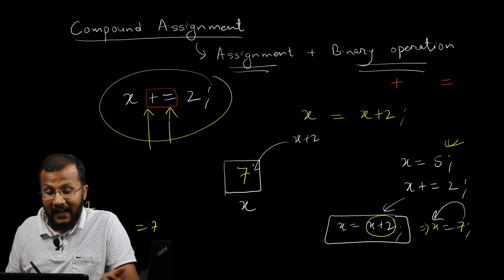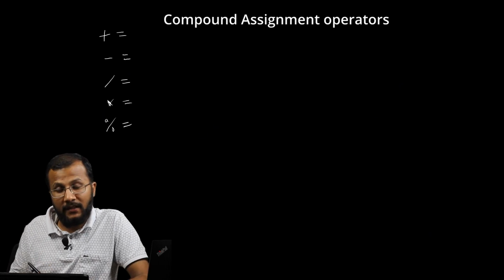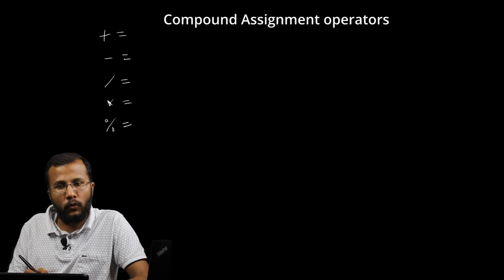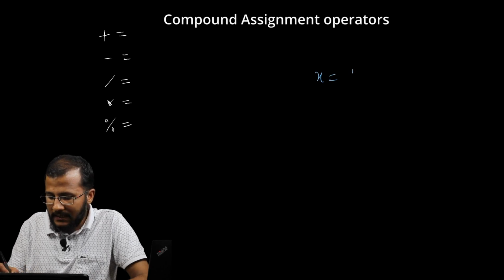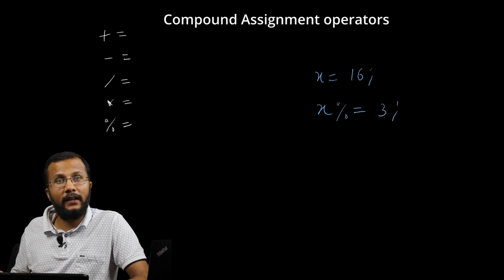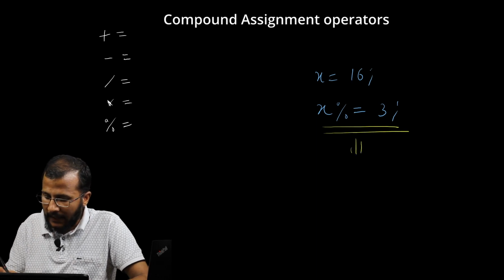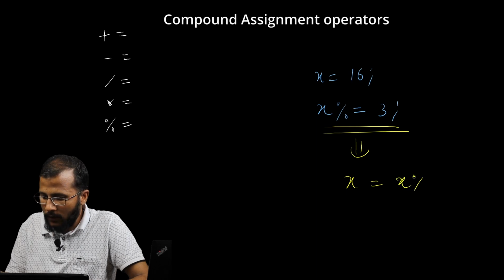Similarly, you have different kinds of compound assignment. Let's take some more examples. These are some of the compound assignment statements. These are with the arithmetic operators, that is plus, minus, division, multiplication and modulo. If I take any example here, if I write x equals to 16 and then I write x modulo equals to 3, I can simplify this expression by writing x equals to x mod 3.